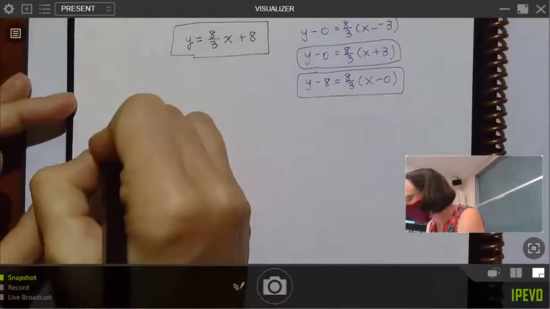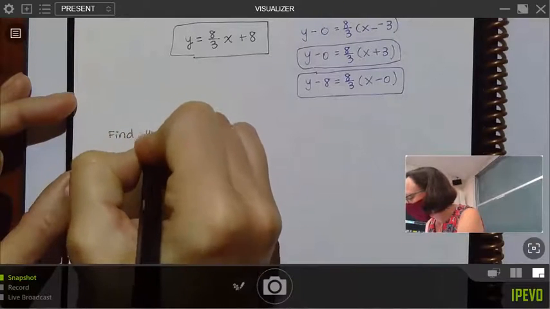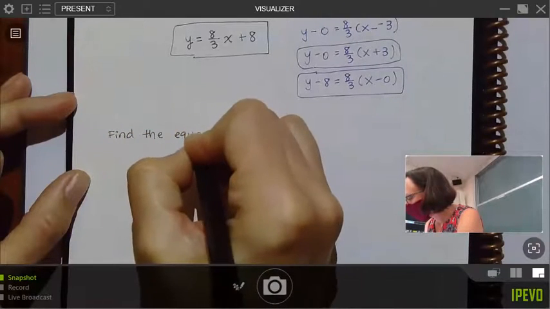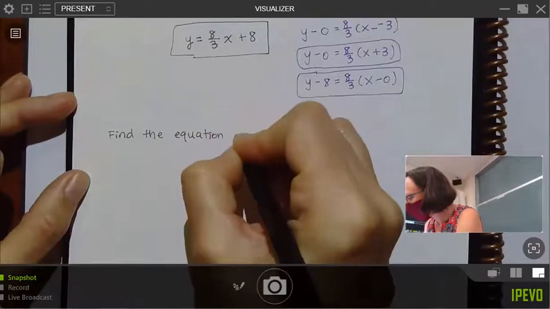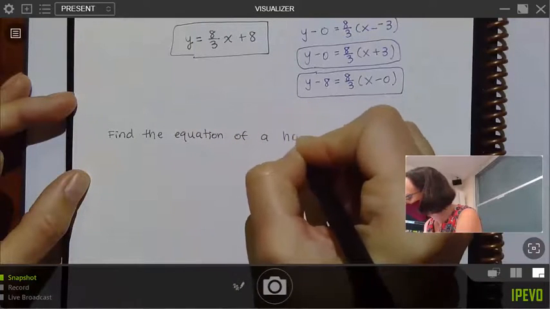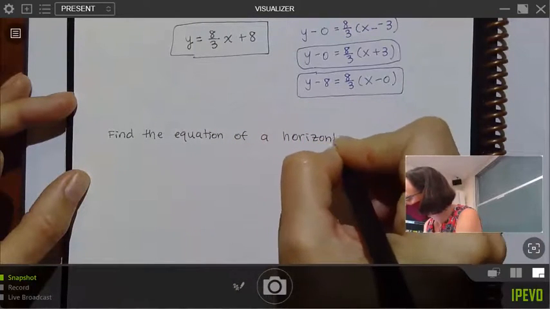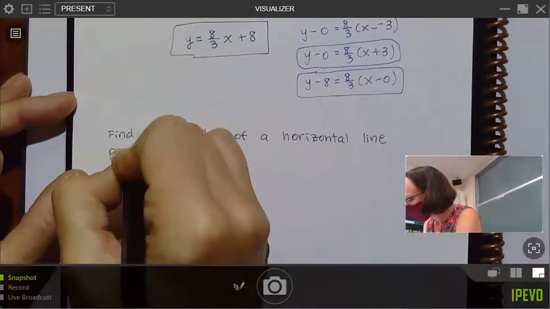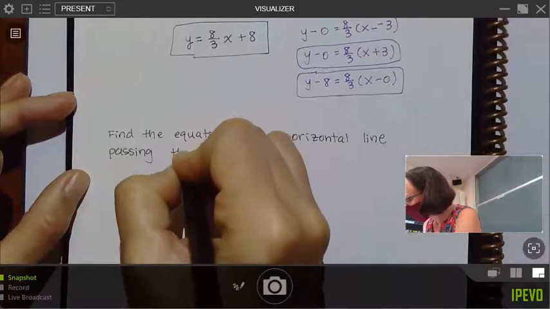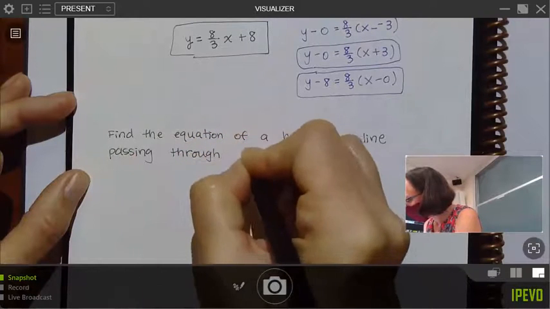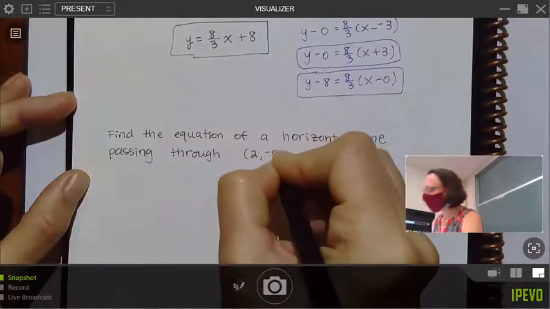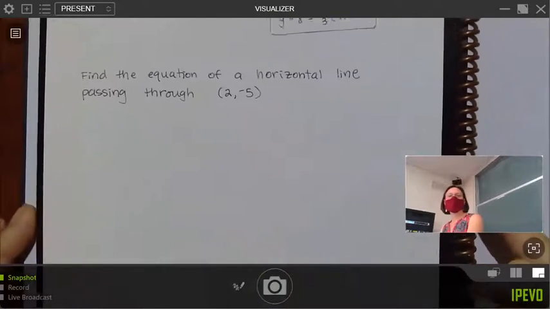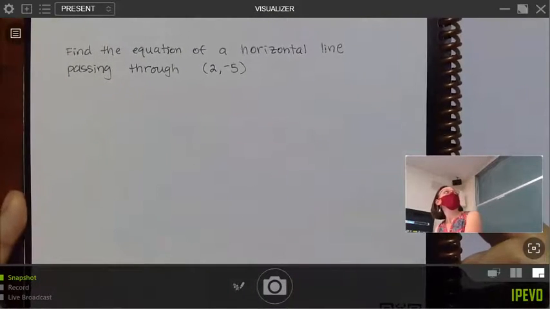So find the equation of a horizontal line passing through 2, -5. Okay.